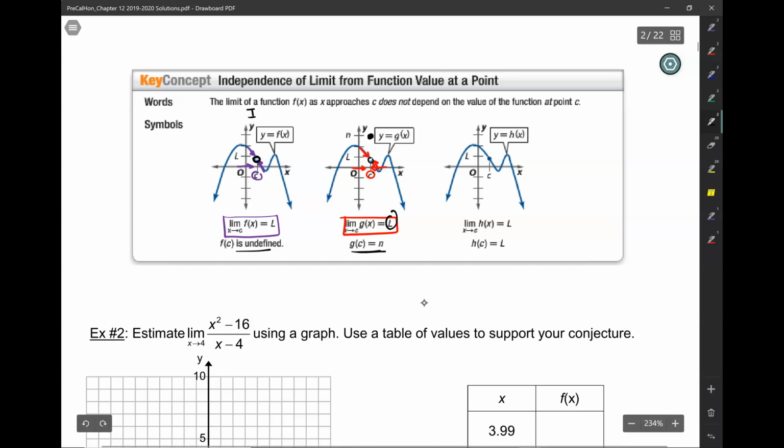Here, look at this one. From the left-hand side, the graph is approaching L. From the right-hand side, the graph is approaching L. And now, what is h at that point? What is the value at c? That's also L.